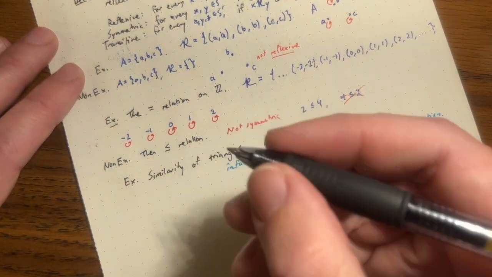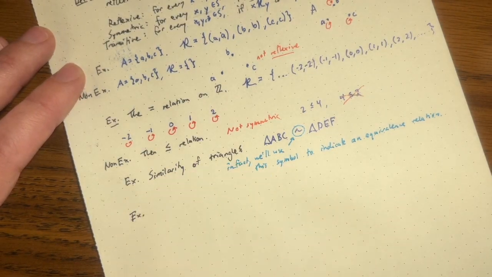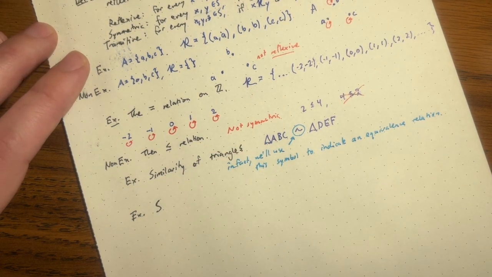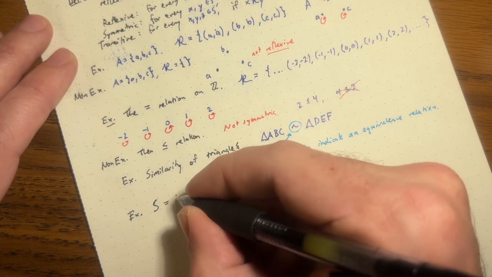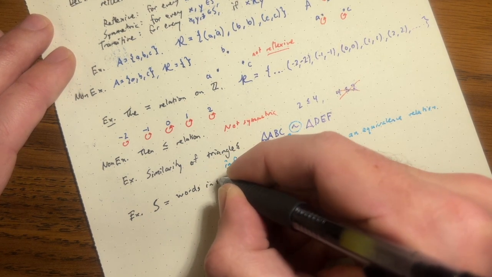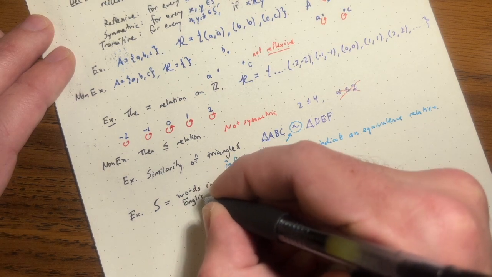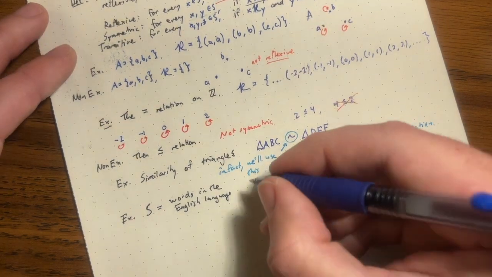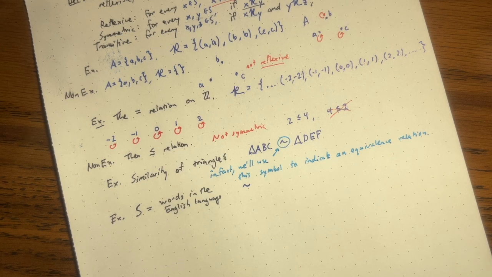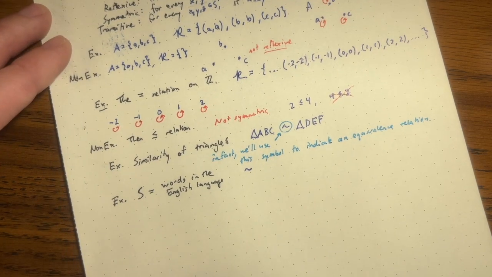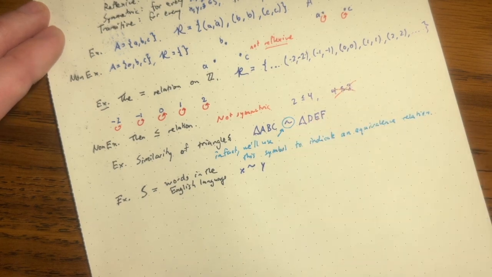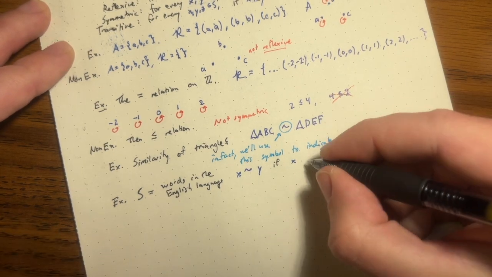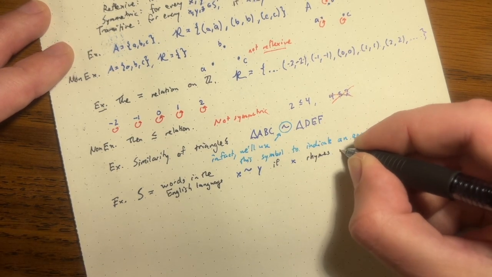Okay. Another one of my favorite examples is that our set can be the words in the English language. And there are many equivalence relations that you can have. So for example, let's use a new symbol, this tilde could be, so we can say X tilde Y if X rhymes with Y. And that's an equivalence relation.